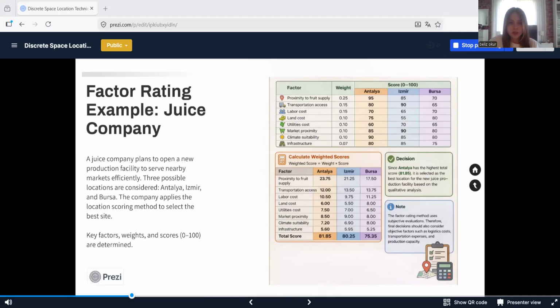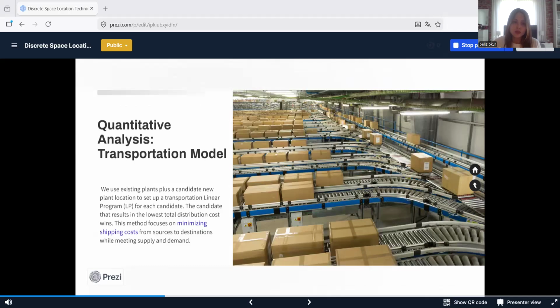Okay, now let's look at the quantitative analysis, the transportation model. This is a classical linear problem. The goal here is simple and ruthless, minimize the shipping cost. We take our existing plants and the candidate new plant and figure out the absolute cheapest way to ship goods from those sources to all of our destinations while meeting supply and demand constraints.